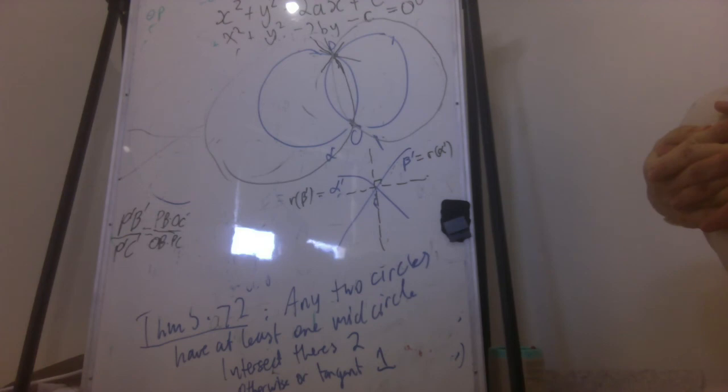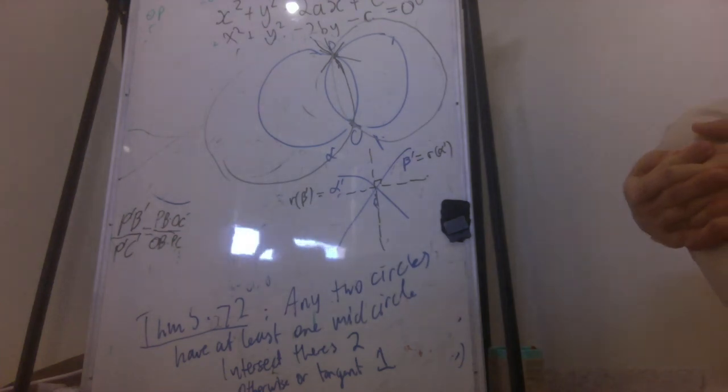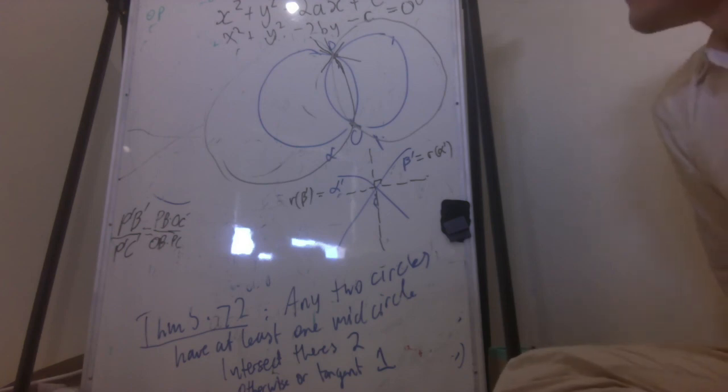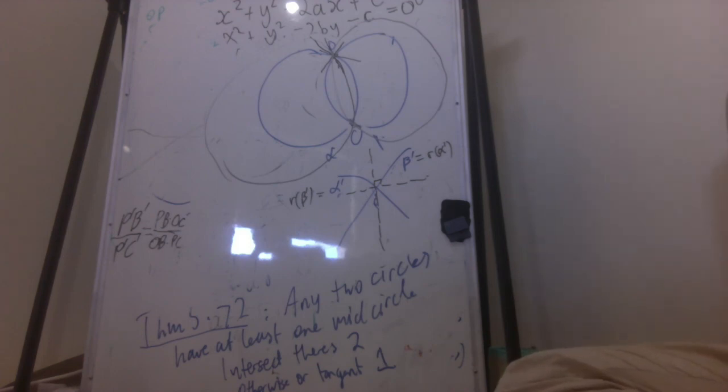So those two circles are orthogonal to each other. Oh, wait. If you have a circle, how many circles have just the right angle with that circle, in that pencil?